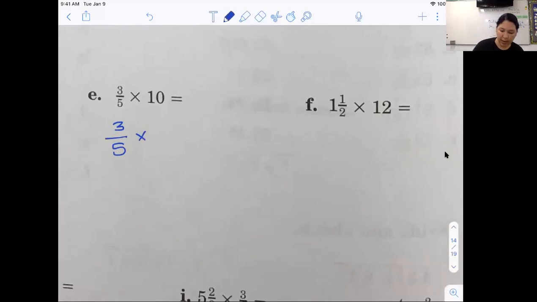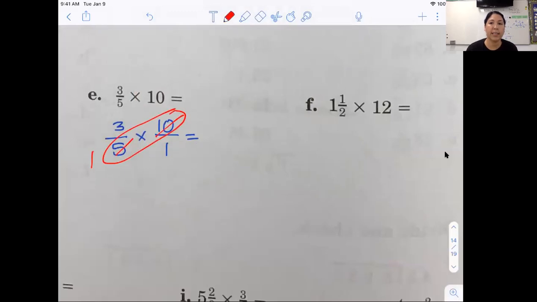What do I have to do? I need to make one. Very good. Now, some of you have been forgetting to cross cancel. So before you multiply fractions, always check for cross canceling. Is there anything I can cross cancel here? Yes. The 5 and the 10. What can go into them? 5. How many 5s can go into 5? 1. How many 5s can go into 10? 2. And now I can just multiply. Top times top, bottom times bottom. What's 3 times 2? 6. 1 times 1? 1. 6 over 1 is the same thing as 6.